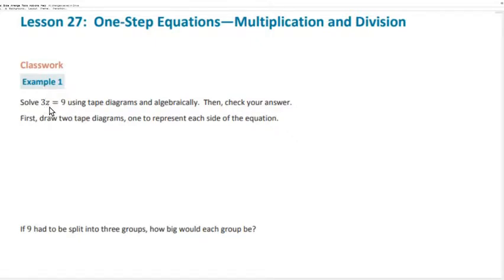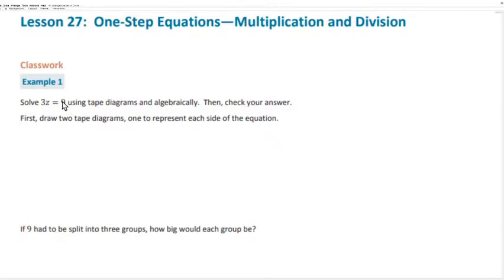It says solve 3z, which remember this means multiplication, 3 times z, equals 9 using a tape diagram and algebraically. Then check your answers. So let's go step by step, kind of like we did with addition and subtraction. Now let's use multiplication and division. It says first, draw two tape diagrams, one that represents each side of the equation.